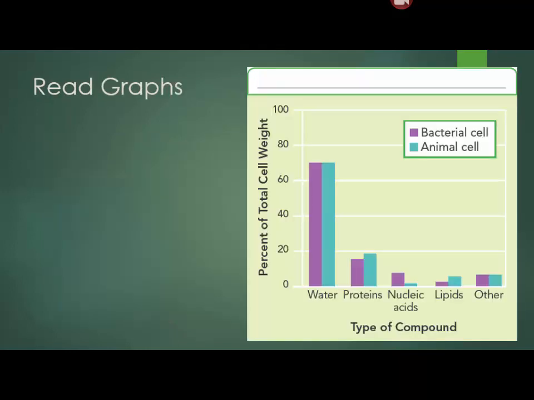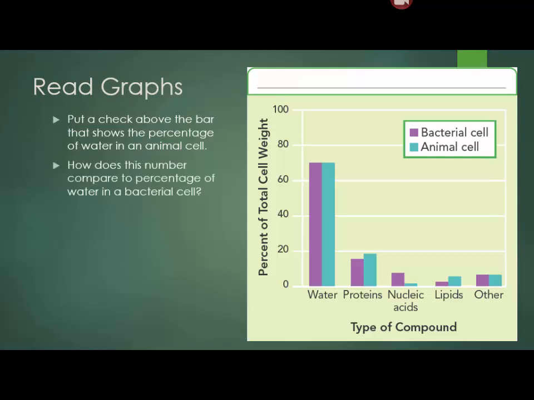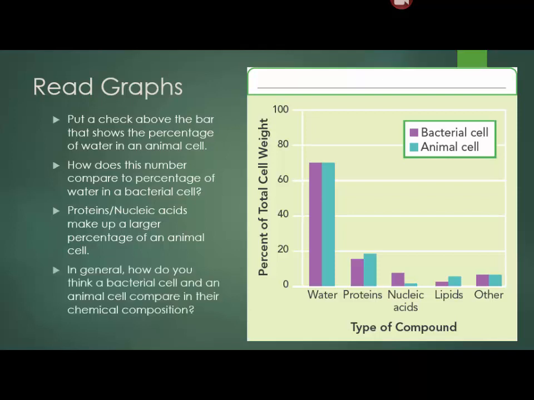Inside of your notes, please complete the graph by putting a title on it and doing the following. Put a check above the bar that shows the percentage of water in an animal cell. For number 1 inside the blanks on your notes, how does the number compare to the percentage of water in a bacterial cell? Number 2, proteins, nucleic acids. Which of the two of those make up a larger percentage of an animal cell? Number 3, in general, how do you think a bacterial cell and an animal cell compare in their chemical composition?